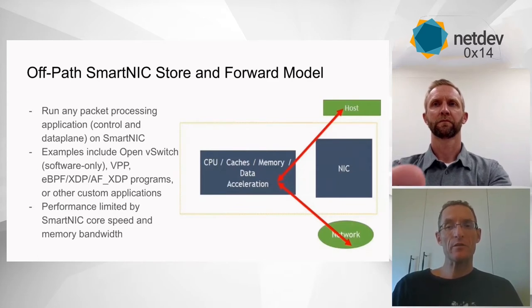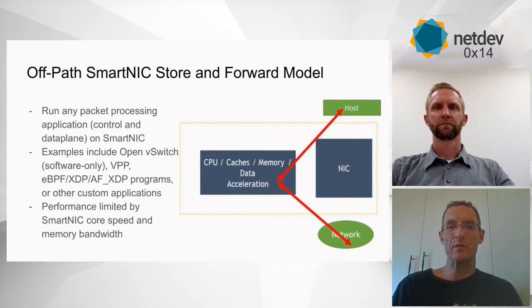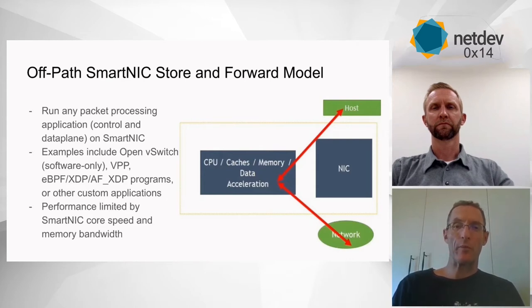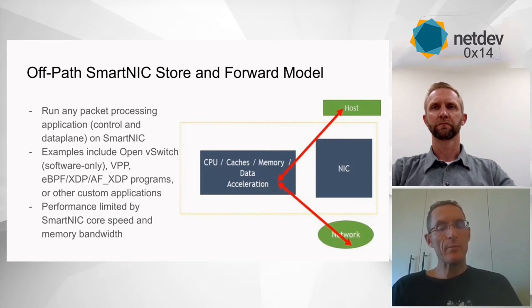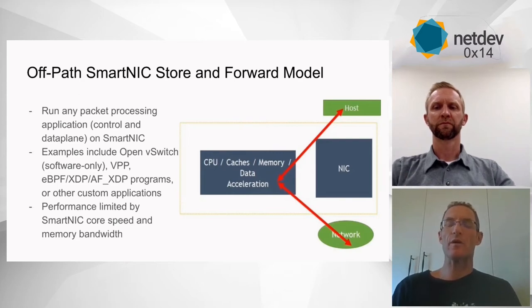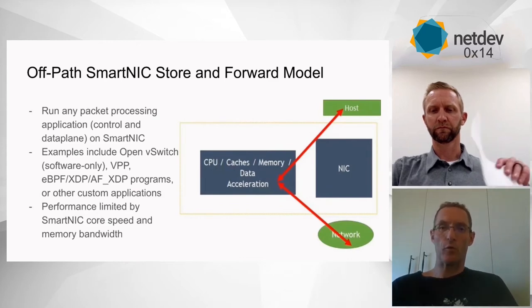On the other hand, because the SoC in off-path SmartNIC runs the general purpose Linux operating system, you can practically run every packet processing workload that you have. It would be both the control plane and the data plane on your SmartNIC. Common examples are Open vSwitch, XDP, eBPF is fully available on ARM architecture, so it can be either directly eBPF or through XDP, AF_XDP, VPP, and such. This is the store and forward model.